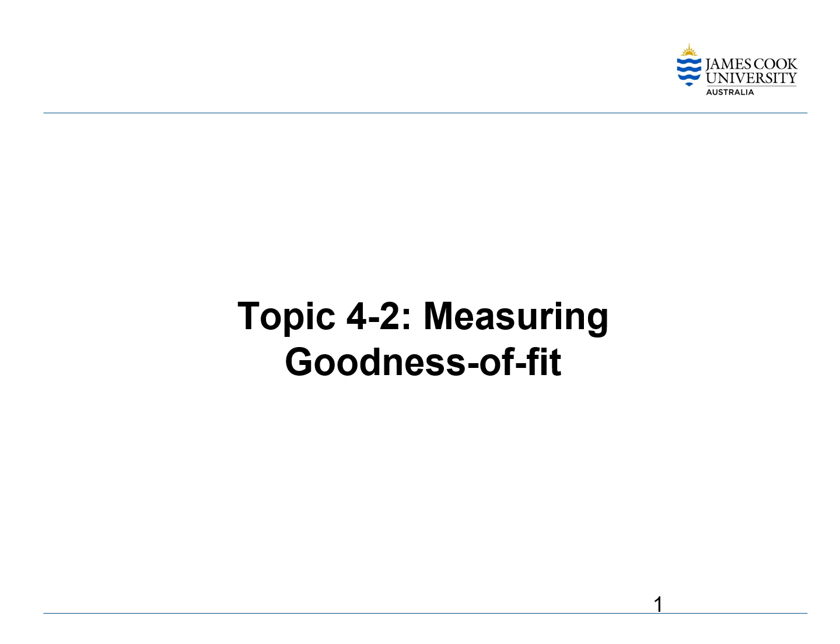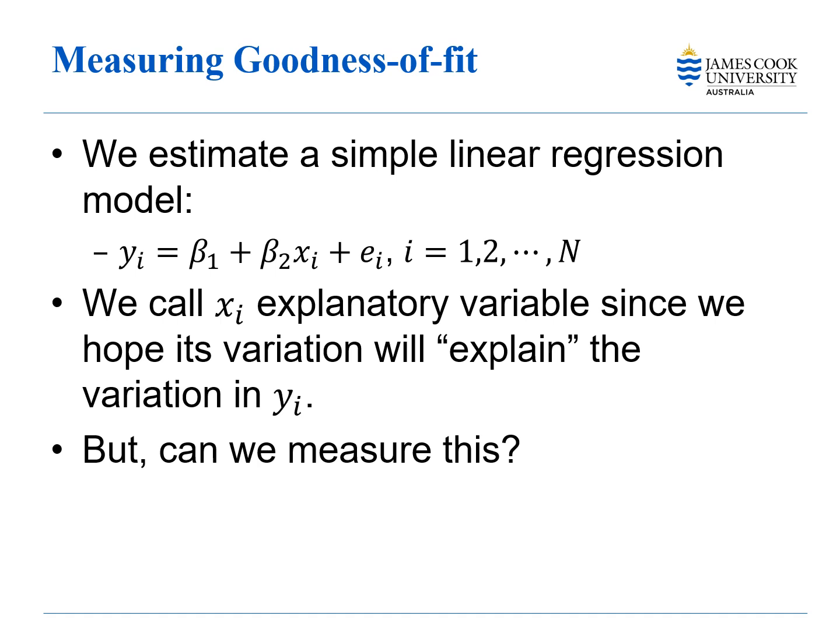Measuring goodness of fit. So we estimate a simple linear regression model. And we call xi the explanatory variable because we hope that its variation will explain the variation in y. But can we be more accurate about this? Can we measure how well our x explains y?